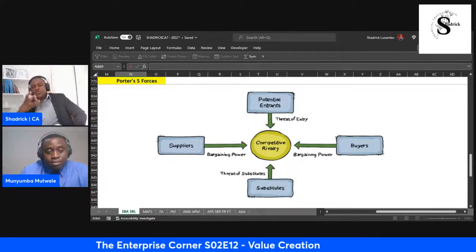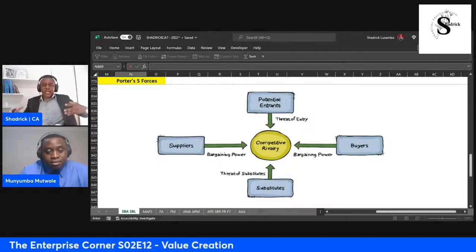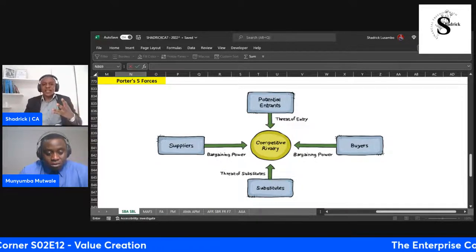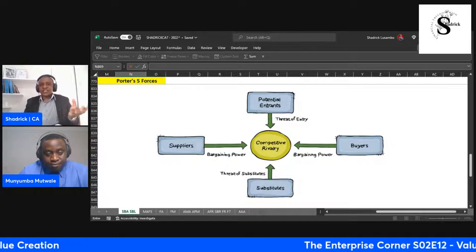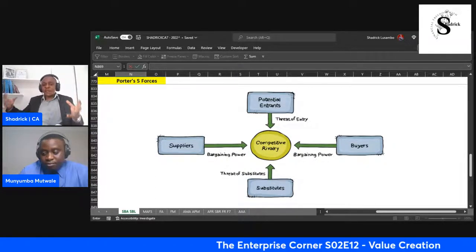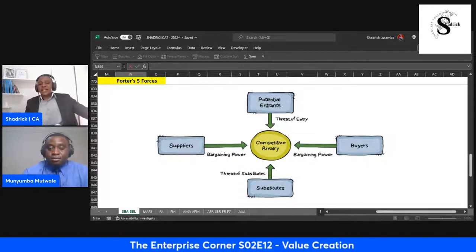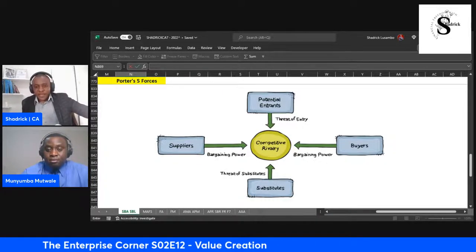So now, how do you navigate? How do you make money out of this kind of hostile environment where there are threats from potential entrants? Buyers have too much bargaining power. Some buyers would even say, what? I'm going to take my business elsewhere.